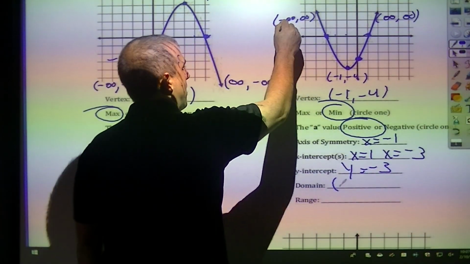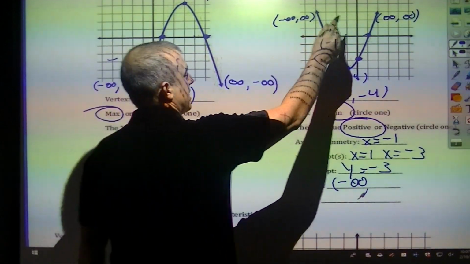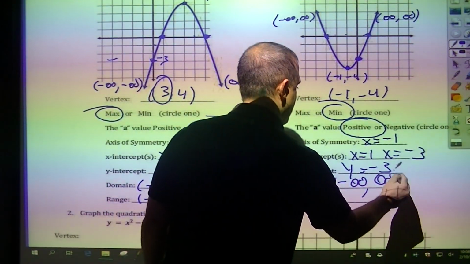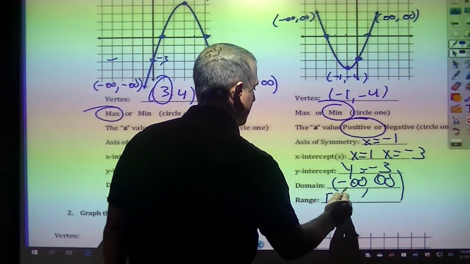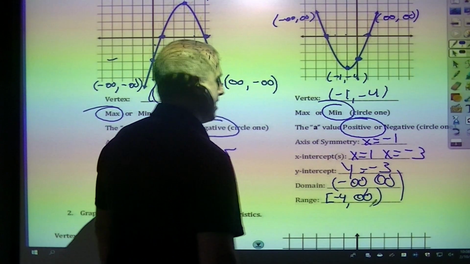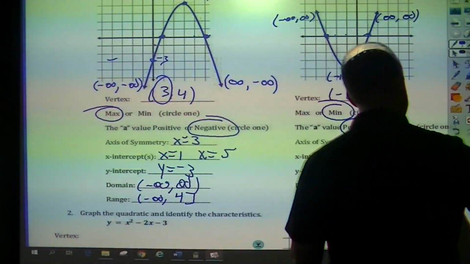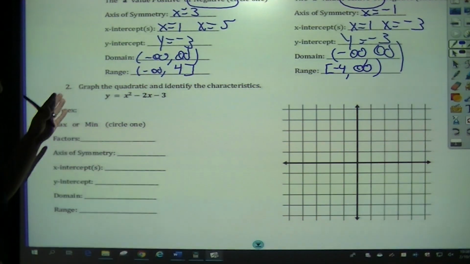So my smallest value of all of those is negative infinity. The biggest one happens to be positive infinity. My range, my smallest y value is negative 4, so it will get a closed bracket, and the biggest will be infinity. Alright, now, this one, they're going to give you a graph.